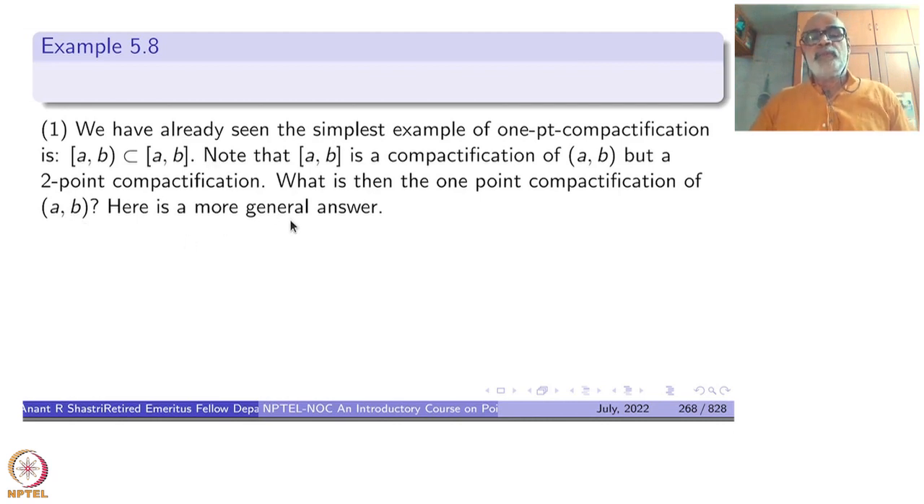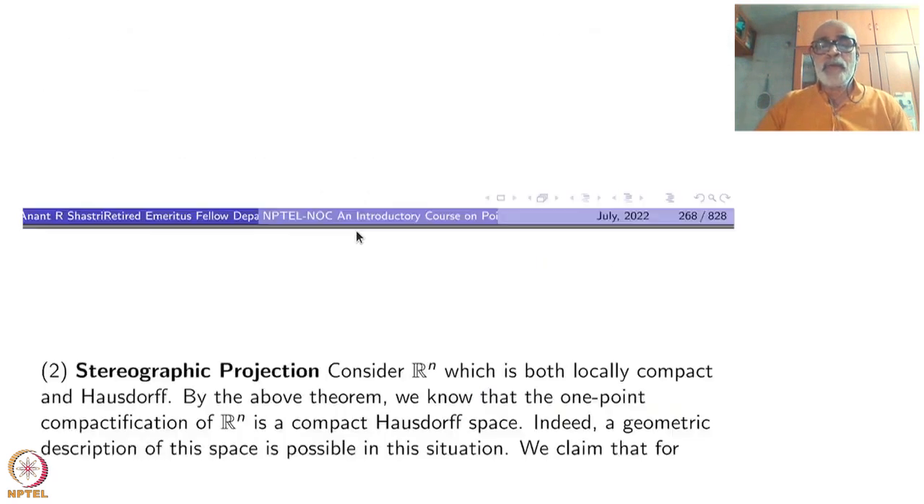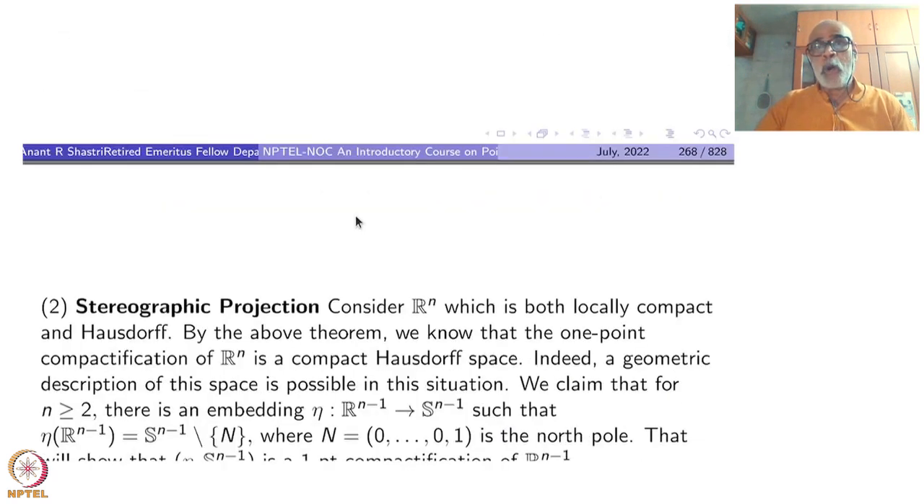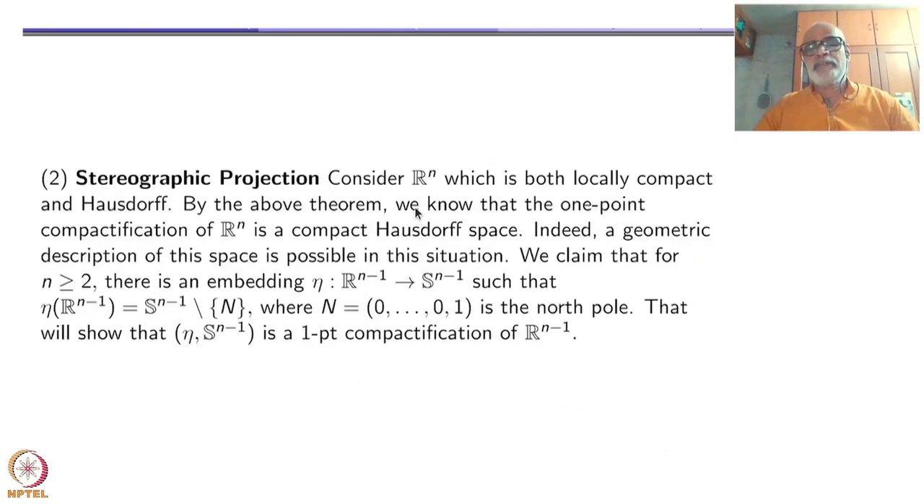In order to answer this, we will actually answer a much more general question. Remember, an open interval (a,b) is homeomorphic to R itself. So in general, what I am asking is, what are the compactifications of R^n, one point compactification in particular? Since R^n is locally compact Hausdorff, we are actually talking about Alexandroff's compactification here. Let us have a clear geometric understanding of these compactifications.